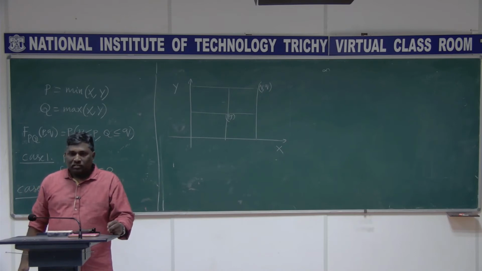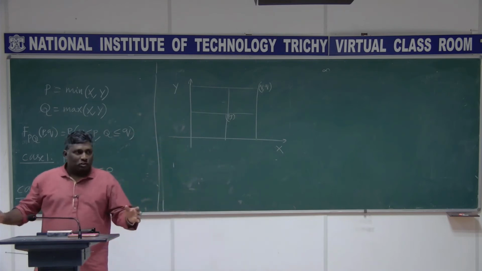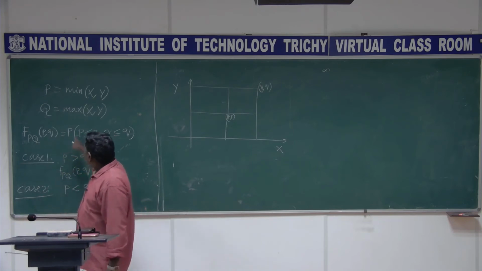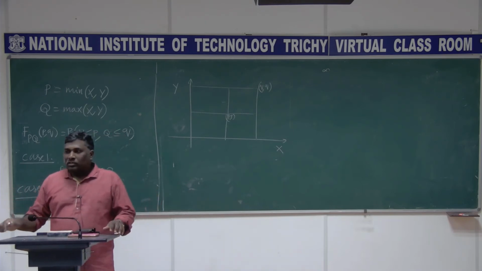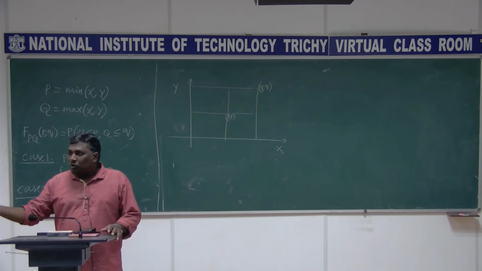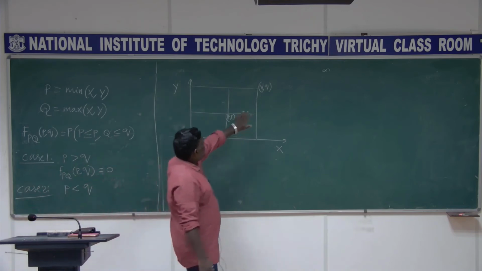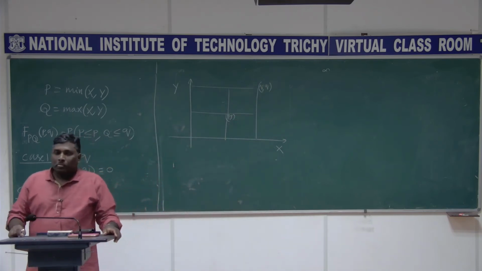Right? So I have taken this region of interest. I am interested in P less than or equal to p, Q less than or equal to q. So the maximum is what? Q. I am interested in the range with the maximum limit as Q. So this is what I am interested in.